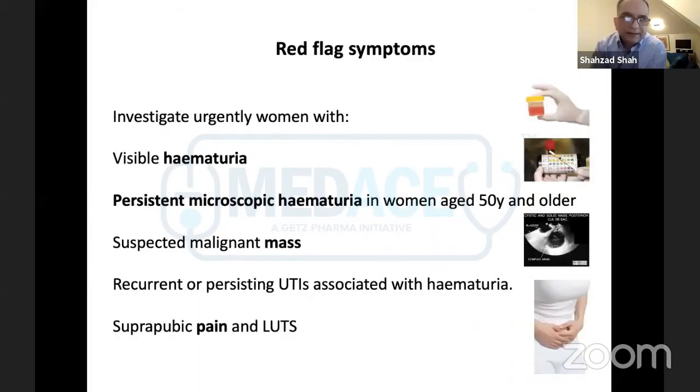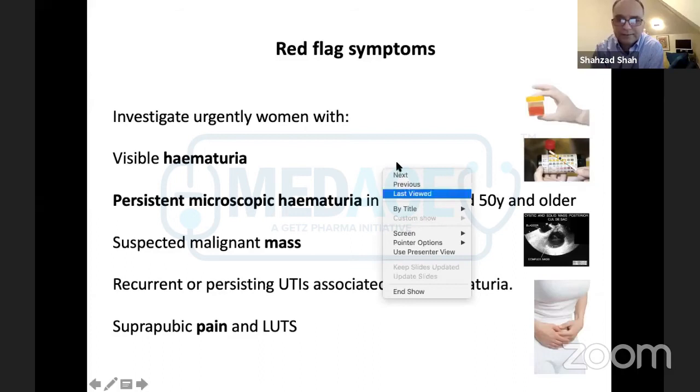What are the red flag symptoms when you take a history? Any patient with visible hematuria, persistent microscopic hematuria in patients 50 and above, any patient with a suspected malignant mass, recurrent infections or suprapubic pain need to be evaluated otherwise and not in a functional clinic.